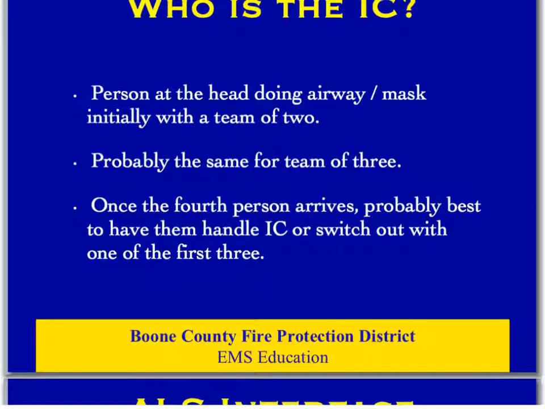So one of us has to be the incident commander. Who's the best for that? Well, it's up to you. It's up to you guys to decide that on the scene. It's not something we're going to try to prescribe.